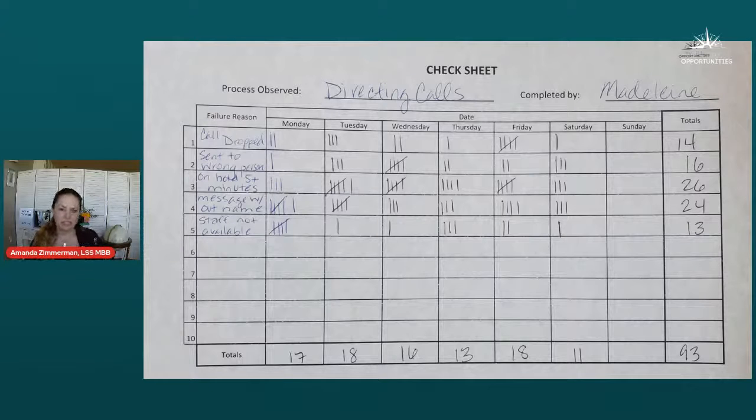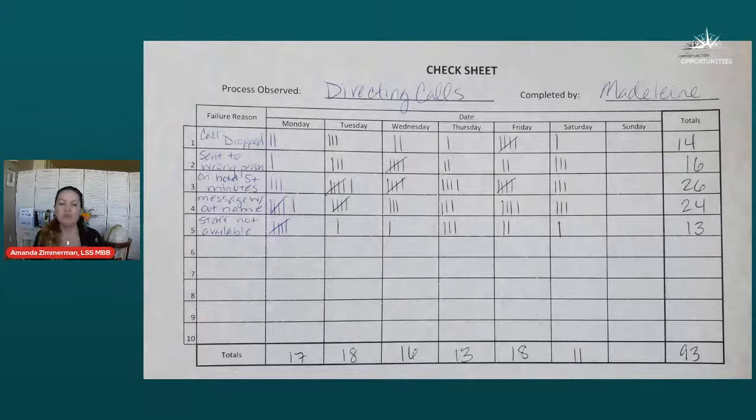People leaving messages, but not leaving their name. So they may be complaining that, hey, nobody's calling me back because they didn't leave their name. They didn't leave their contact information. So how frequently is that happening? And then the last one here is staff not available. So maybe they had someone call, they wanted to direct the call to that dental assistant or to that billing department, but that department wasn't there. The person they needed to send it to wasn't there.